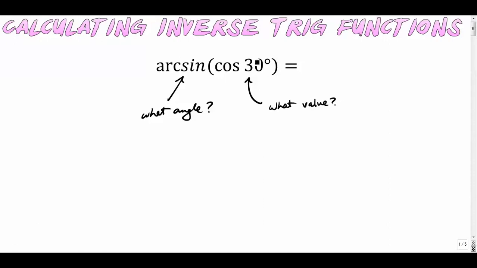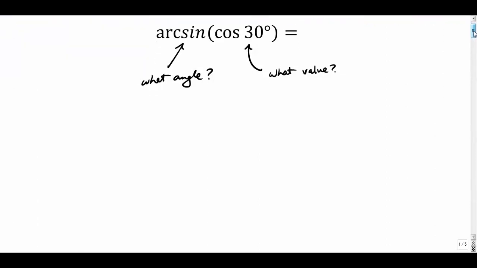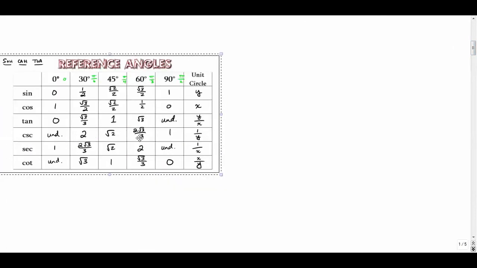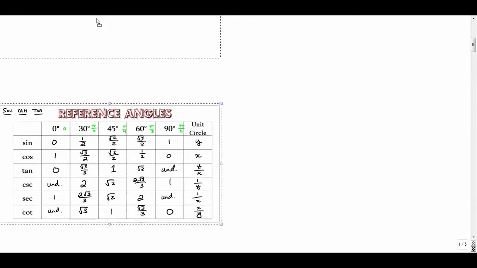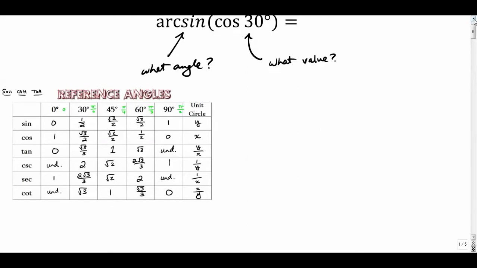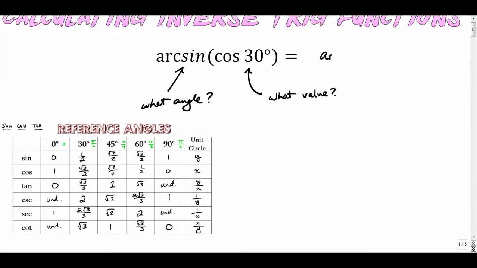Alright, so if I go from the inside out, which is what I want to do, I want to start here and work my way out. What's the value of cosine of 30? Well, if you remember back to your chart of special angles, sine, cosine, tangent, cosecant, secant, and cotangent of 0, 30, 45, 60, and 90 degrees, you'll remember that the cosine of 30 is radical 3 over 2. So let me bring that up here a little bit. So the cosine of 30 degrees is radical 3 over 2.